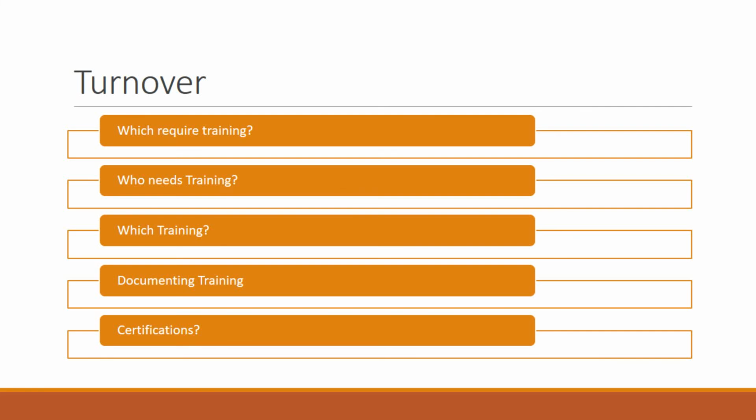And before determining training needs, rational questions should be asked, including which systems or equipment require training, who requires training, which training they are in need of, how training is to be documented, as well as what certifications the trainer must possess.